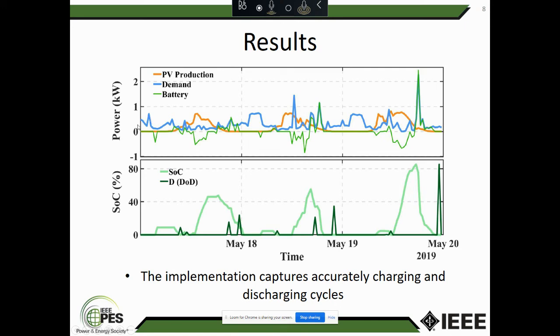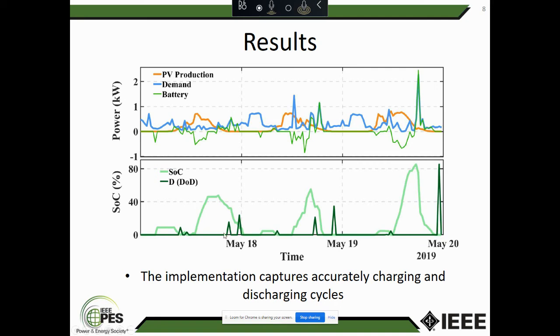The demand is in blue, the PV production is in yellow or orange, and the battery operations that result from the optimization are in green. And if we look at the state of charge, this is the lower graph at the bottom. In light green, we have the state of charge of the battery operation, and in dark green, this is the variable that I mentioned just before that is able to capture the discharge. So this one is just for the discharge of the operations. So it captures the depth of discharge for each cycle.